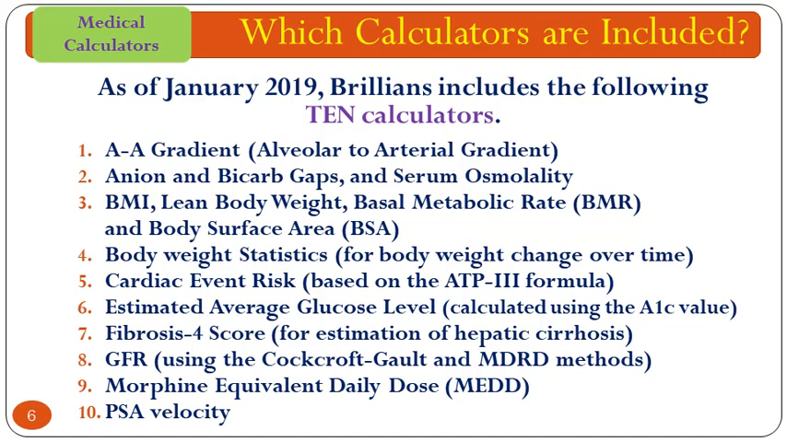7. Fibrosis score, for estimation of hepatic cirrhosis. 8. GFR, using the Cockcroft-Gault and MDRD methods. 9. Morphine equivalent daily dose. 10. PSA Velocity.